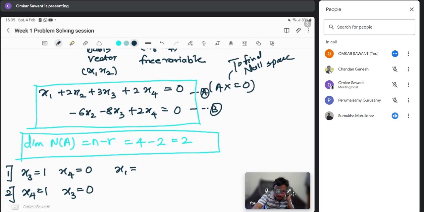Sorry, X2 is minus 1 by 3. No, just 1 by 3. Minus 4 by 3, I guess. First you will put x3 equal to 1 and x4 equal to 0 in equation A and B to get x1 and x2.